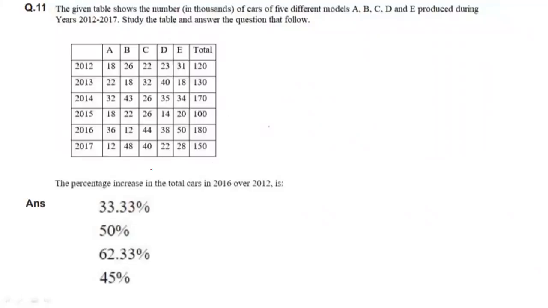So the DI has been given. Percentage increase in total cars in 2016 from 2012. From 2012 to 2016, 120 increases to 180, a 60 increase. 60 is half of 120, which is 50%. Let's see the next question.